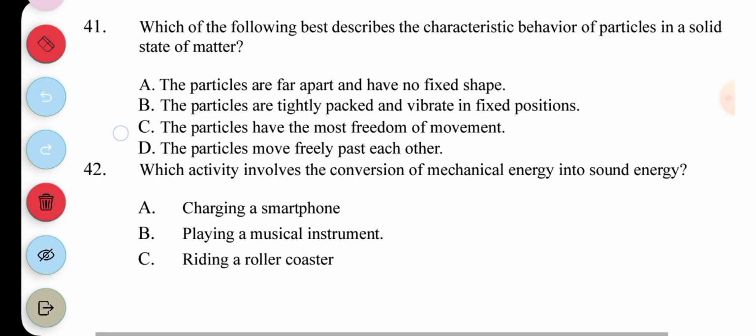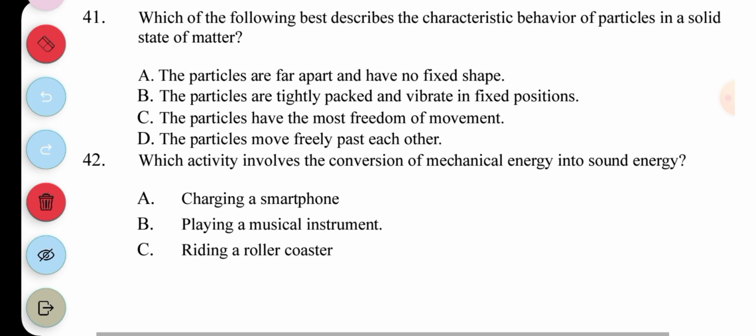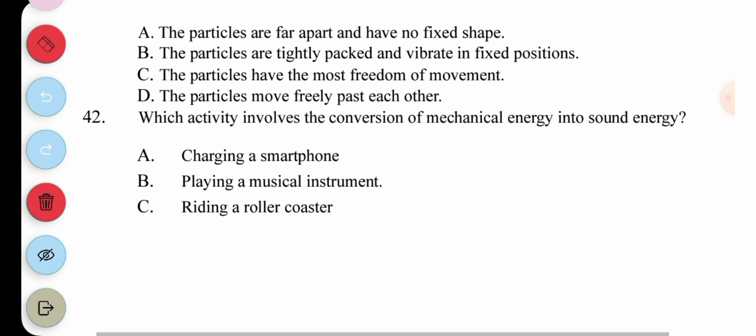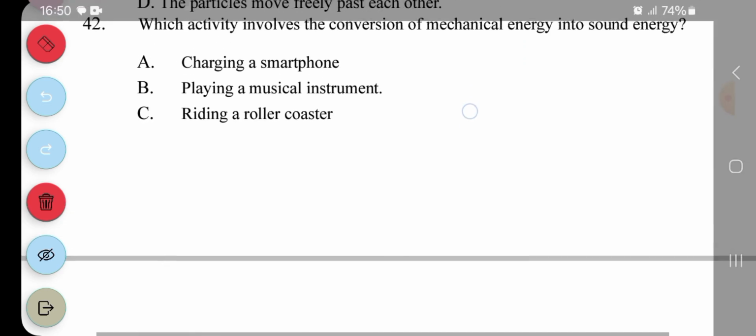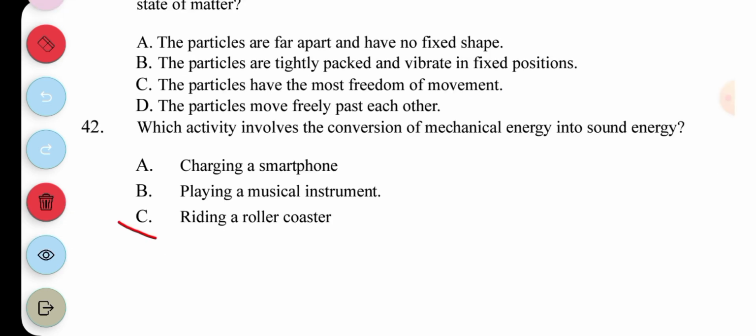Question 42. Which activity involves conversion of mechanical energy into sound energy? A. Charging of smartphone. B. Playing a musical instrument. C. Riding a roller coaster. D. Turning the pages of a book. The roller coaster gives you kinetic plus potential and then gives you sound energy. So the answer to 42 is C.